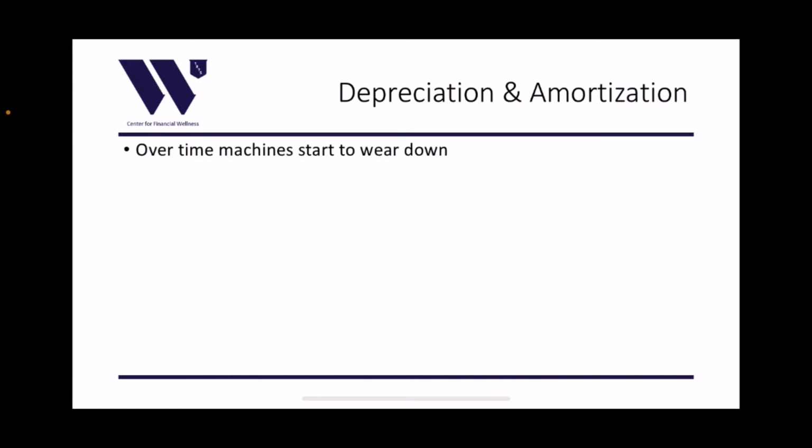Over time, machines start to wear down. When we purchase an asset, usually PP&E, we'll be looking at purchasing with cash. We buy that piece of equipment and we use it. Over time, that piece of equipment is going to wear down. And so we can actually expense that use of the asset over a set time period.